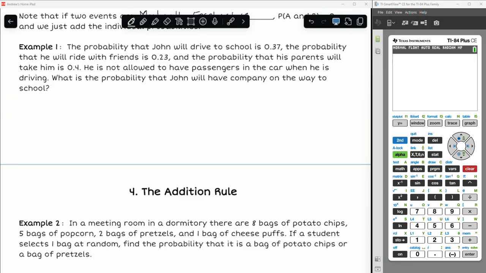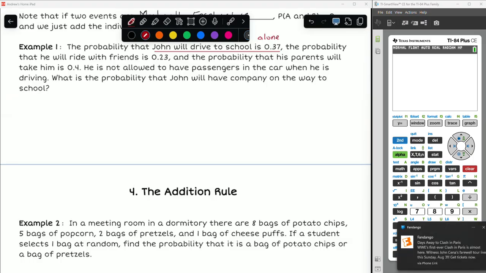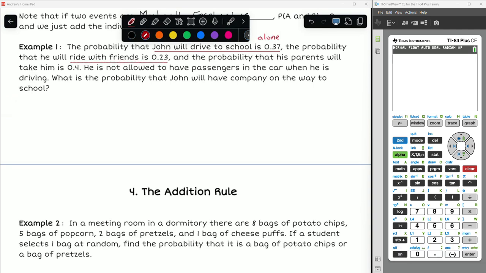So looking at the three outcomes, John drives to school, and we know that he does that alone, so no company. The probability he will ride with friends is 0.23, that is company. And the probability that his parents will drive him would also be with company. His parents are in the car. He might have guests in the car.